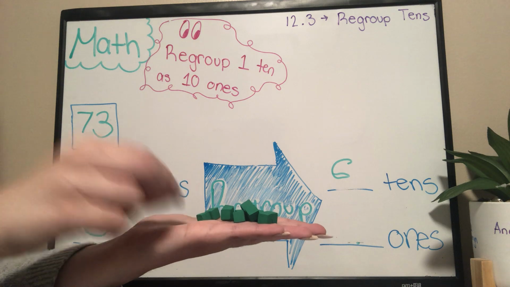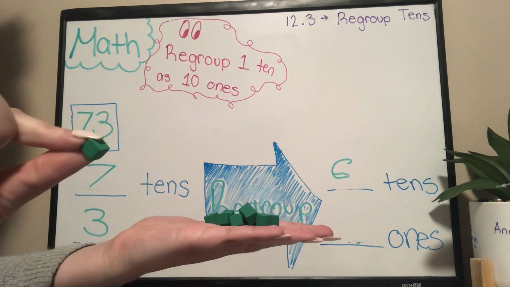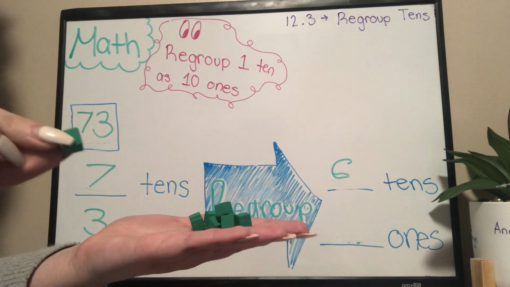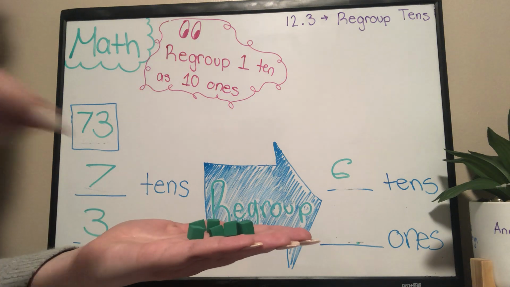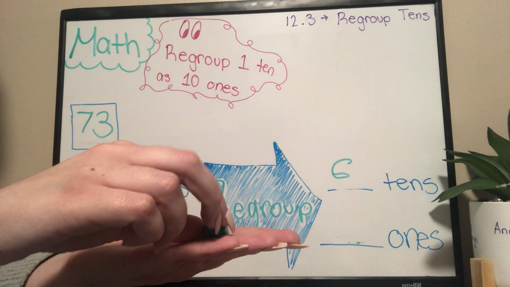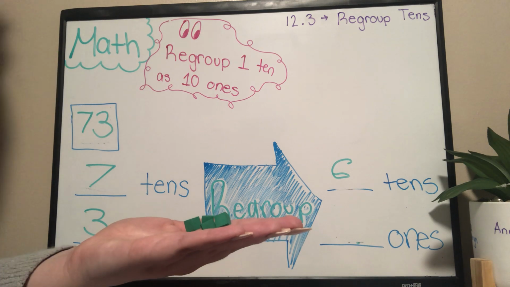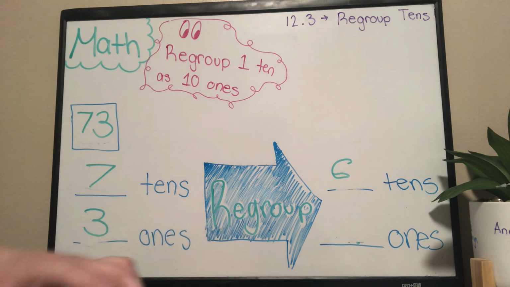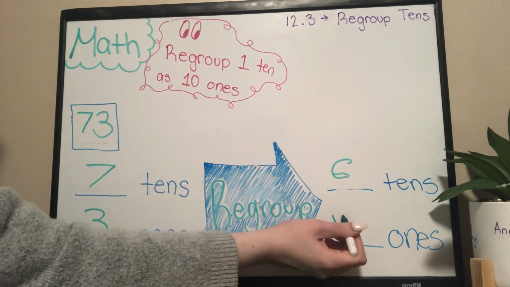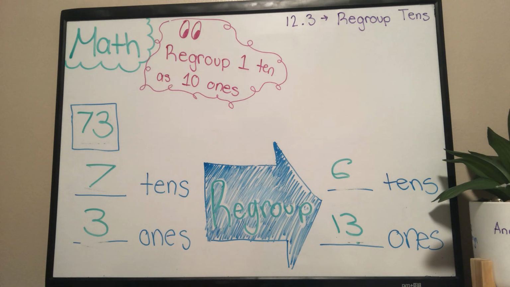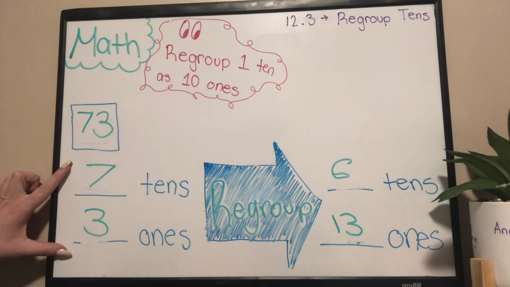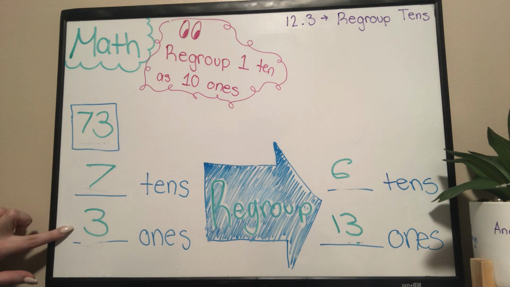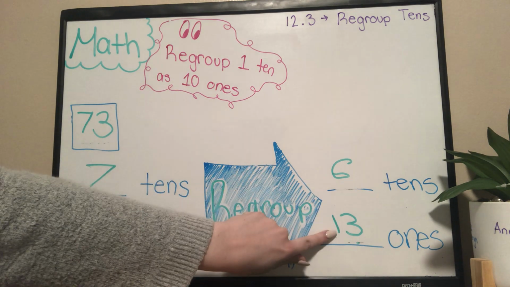Are you ready? 1, 2, 3, 4, 5, 6, 7. There's 2 here, 8, 9, 10, 11, 12, 13. 13 ones. So let's double check my work. 7 tens and 3 ones over here. I regrouped it, brought one of my tens down over here. So I have 6 tens and 13 ones now.